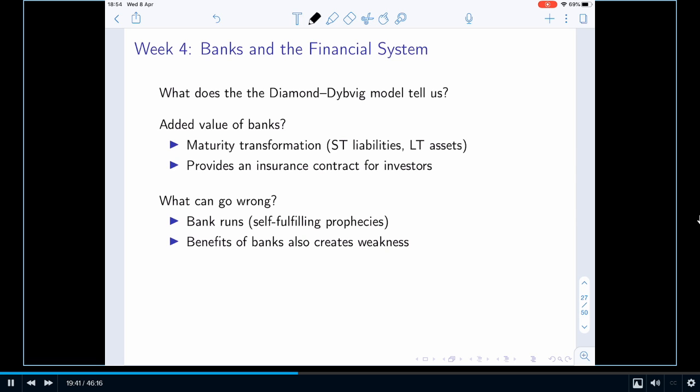However, things can also go wrong. And in particular, one key insight from the Diamond-Dybvig model is that there are going to be multiple equilibria. So I just described the good equilibrium, where all this maturity transformation happens, everything runs smoothly, and banks improve people's welfare. However, you can also have this bad equilibrium, this outcome in which you have a bank run, which is going to turn out to be a very dangerous thing because it's going to be a self-fulfilling prophecy.